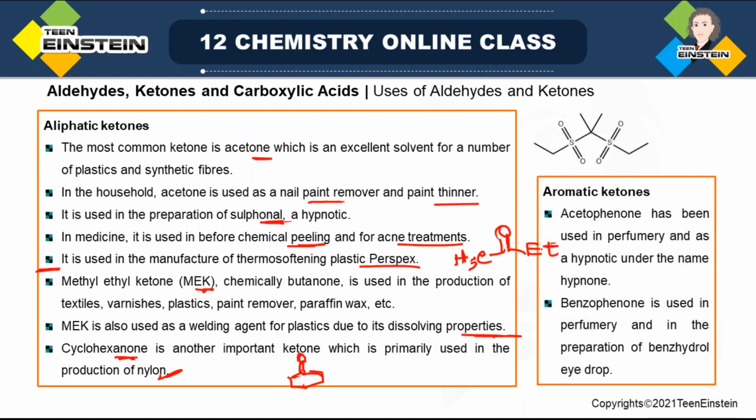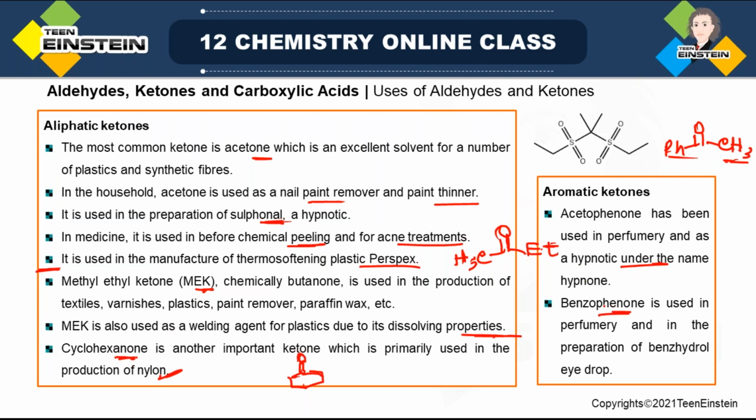Next is aromatic ketones. The simplest example is PhCOCH3, because on both sides there must be some group. Now what is the minimum group you can take? 1 carbon, which is methyl. This is the simplest structure for aromatic ketones. It is used in perfumery and as a hypnotic under the name hypnone.